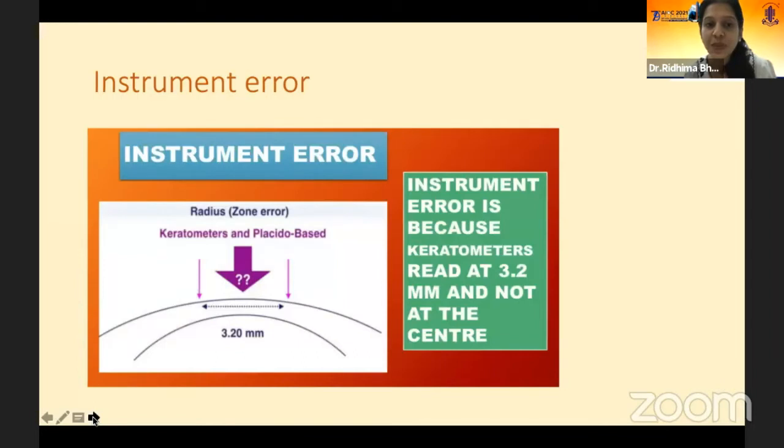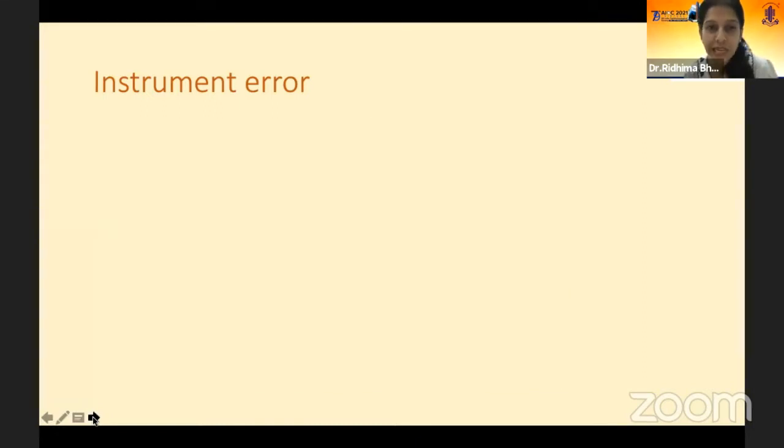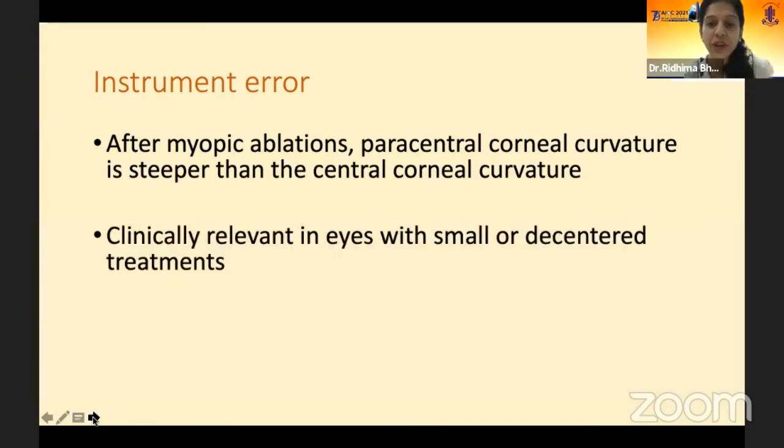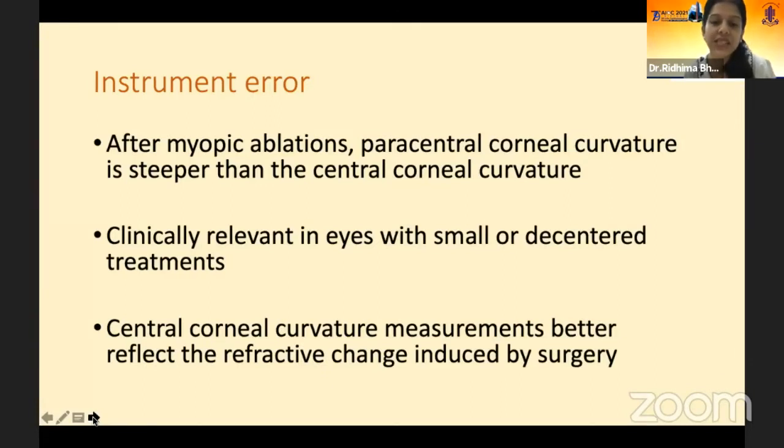So why does the instrument error occur? It's because the regular keratometers or topographers that we use measure the keratometry at a zone of 3.2 millimeters and not at the absolute center of the cornea. And why would that cause an error post laser? That's because the paracentral reading that we get tends to be steeper than the absolute center in a myopic treatment. And this is more so relevant if your optical zone is small or it's a decentered treatment, we will get an erroneous keratometry reading. So to overcome this, we need to discuss measurements that will give us more central readings and machines that I think Dr. Vishal Arora will discuss further on.